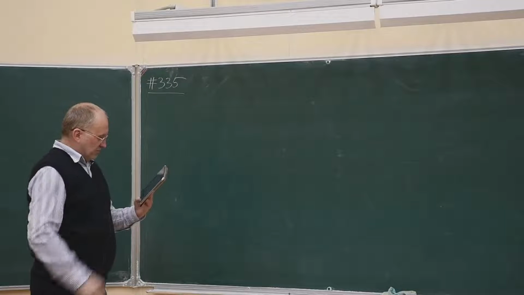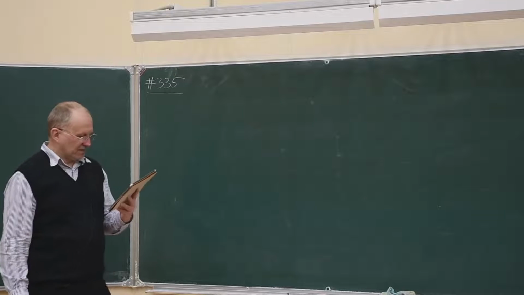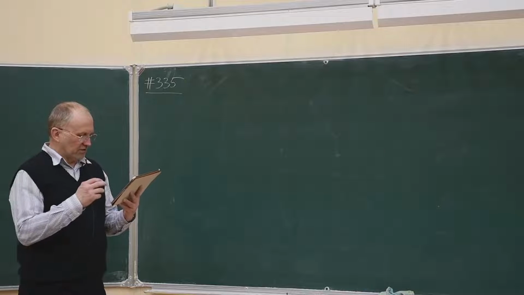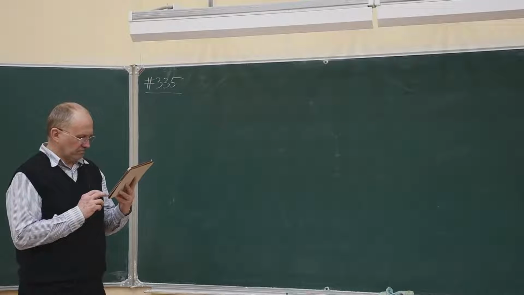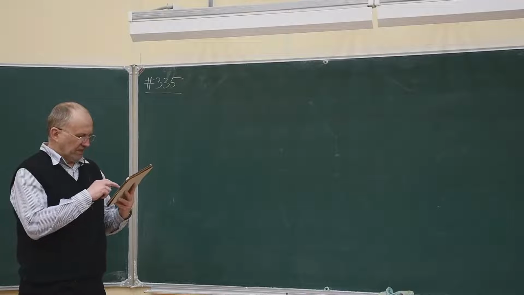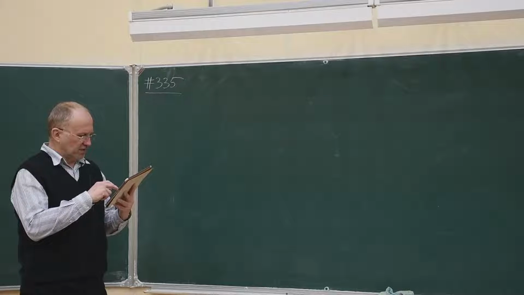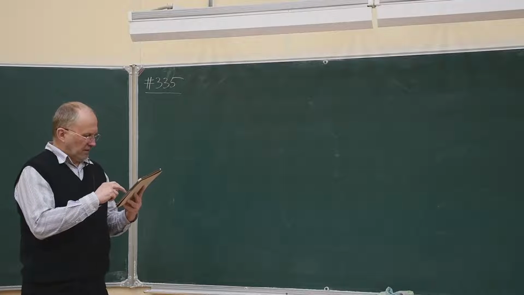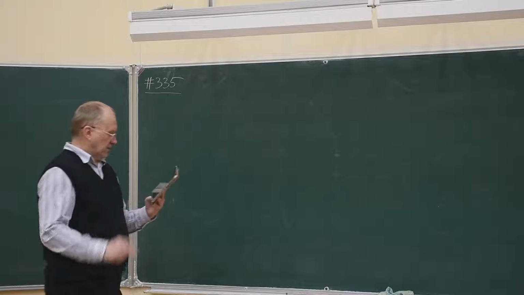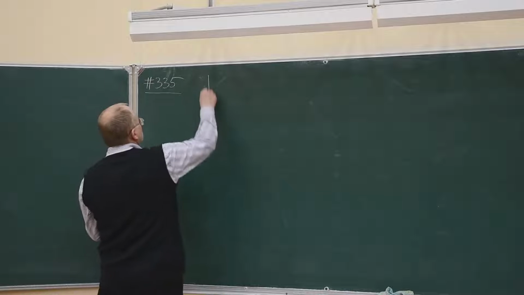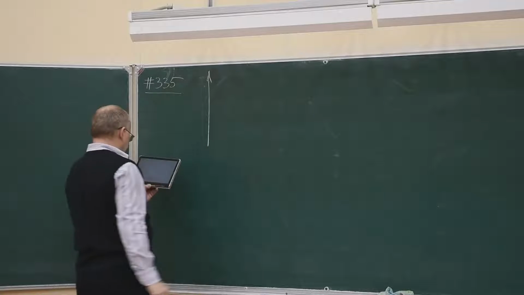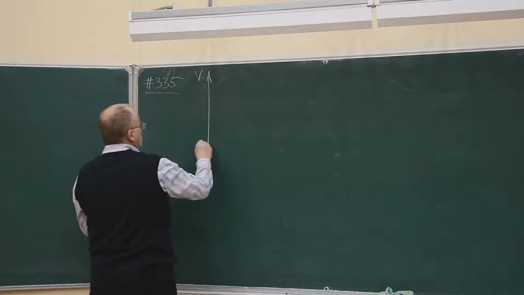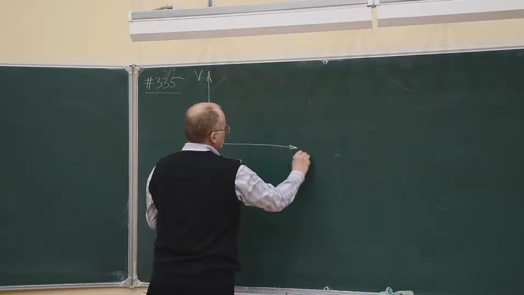Well, problem 335 says a cyclic process depicted on a VT diagram, that is a volume temperature diagram, shown in the figure. And I will have to copy this figure for you from the collection of problems. So we have volume versus temperature diagram.